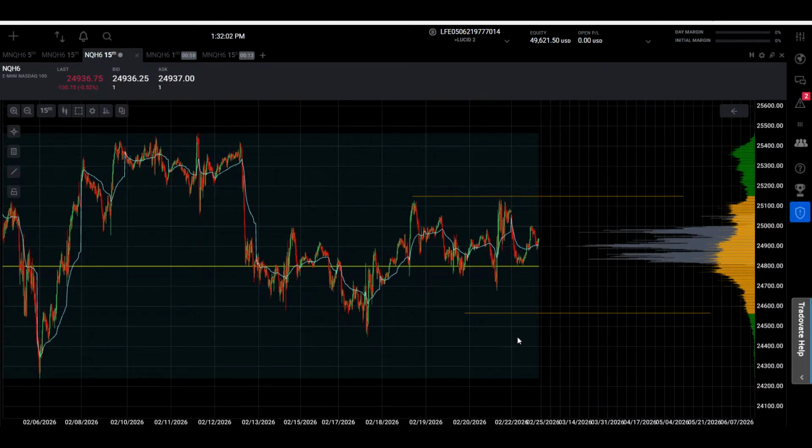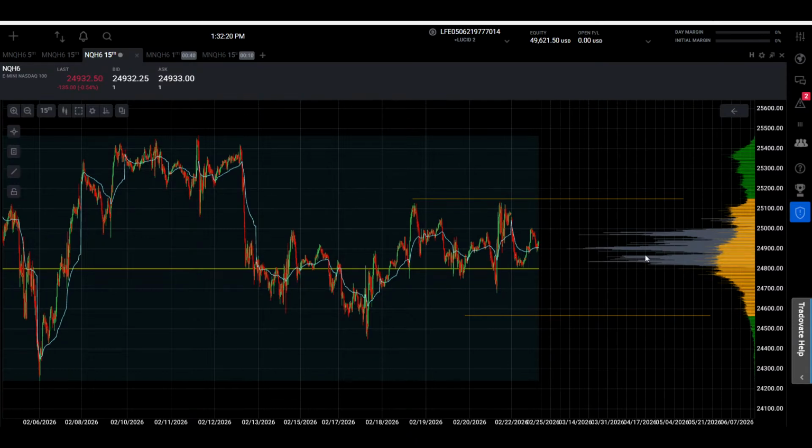This is pre-market hours. Micro NQ chart. I have monthly volume profile on the side.